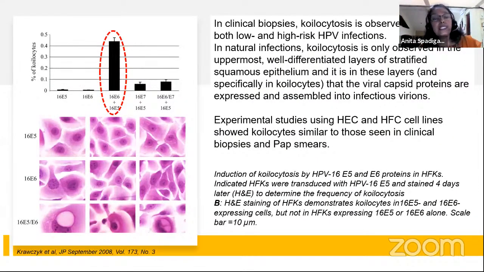So koilocytosis, we see, is a feature that is observed with both low and high-risk HPV infections. Again, it is observed in the well-differentiated layers of stratified squamous epithelium. And how do we know that it is HPV E5 and E6? Now, the people who have done studies on this, that is Krosick et al., have induced in the laboratory, using cell lines, that is primary human ectocervical cells and human foreskin cell lines, the development of koilocytes, which are similar to those seen in clinical biopsies and in pap smears.